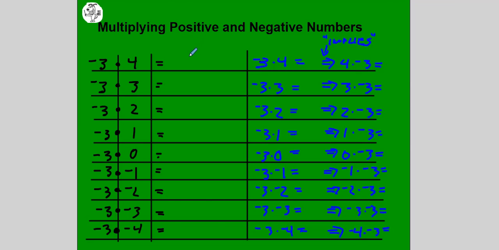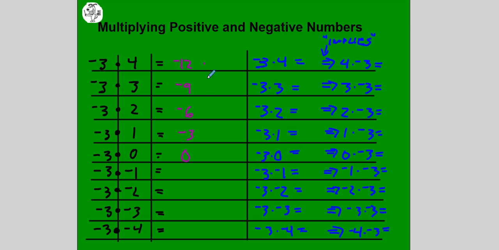So now let's look at another example. Here in the left column I have negative 3, and here I'm decreasing by 1 every time. So here I have negative 3 times 4 is negative 12. Negative 3 times 3 is negative 9. From the previous page we know this. Negative 3 times 2 is negative 6. Negative 3 times 1 is negative 3. Negative 3 times 0 is 0.